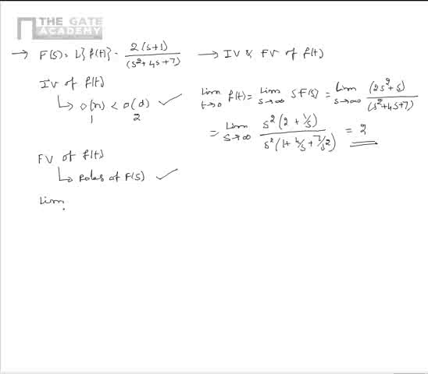From this we can see that the final value of the function f of t can be written as limit t tends to infinity f of t is equal to limit s tends to 0 s into f of s. This can further be written as limit s tends to 0 of 2s square plus s divided by s square plus 4s plus 7, which upon simplification becomes 0, that is, upon substituting the value of s as 0. From this we see that the final value of given f of t is 0.